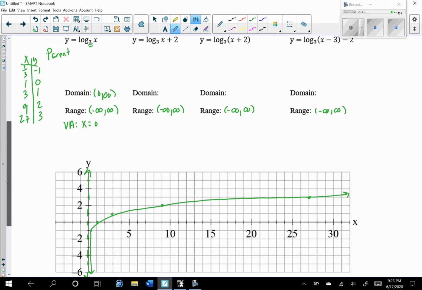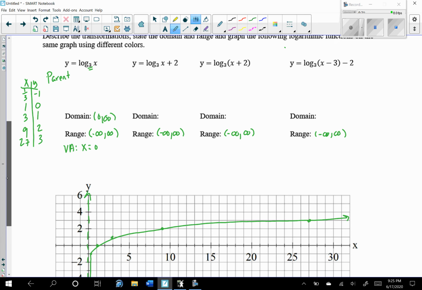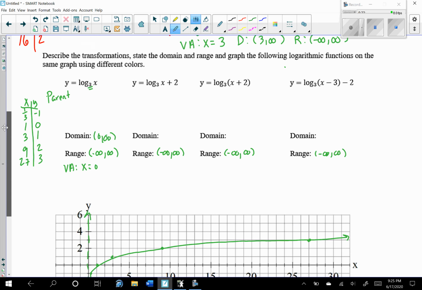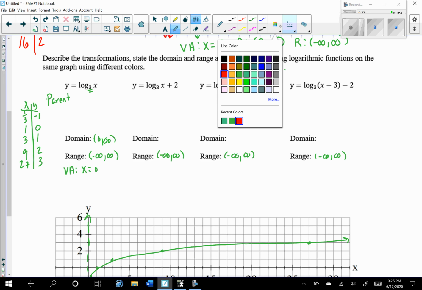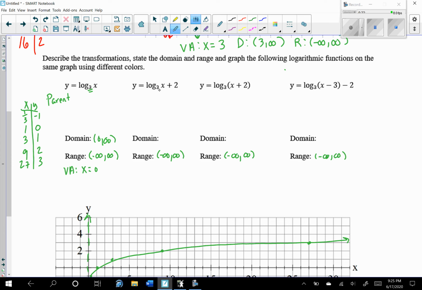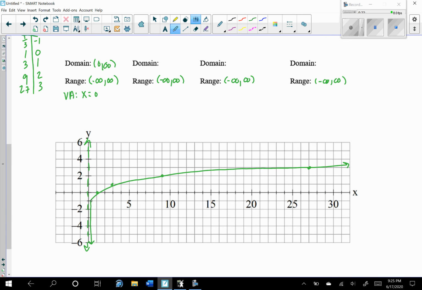So the next one, what are we doing? We have to figure out what type of transformation we are making. If I look at this, I would ask myself, is that 2 on the inside of what I'm taking the log of? No. So that means it's not a part of the argument. That means this one's going to move up 2 from the parent. So from the parent, I go up 2. And then I can go ahead and connect the points. And notice that did not change my asymptote at all. So vertical asymptote is still at x equals 0, which then means the domain is still 0 to infinity.